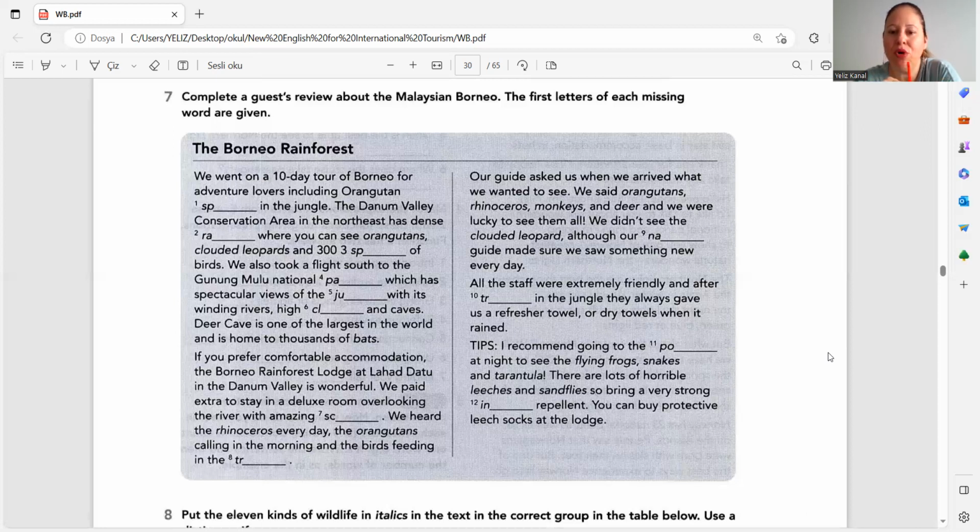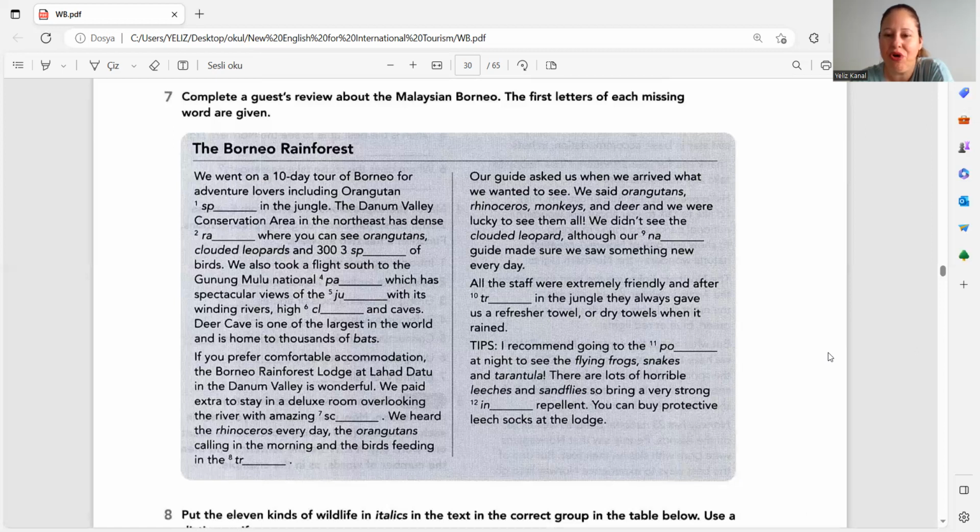Tips. I recommend going to the blah blah at night to see the flying frogs, snakes, and tarantula. No, I don't want to do that. I don't think so. Okay. There are lots of horrible leeches and sandflies, so bring a very strong blah blah repellent. Okay.